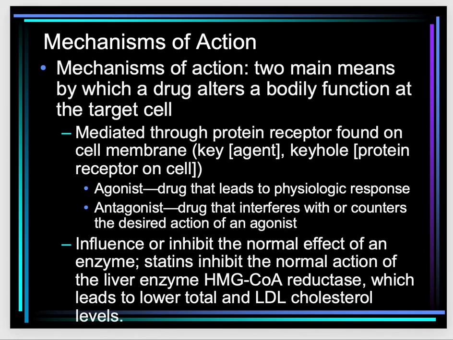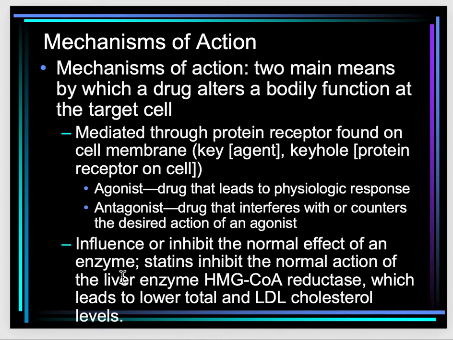And the mechanism of action, the two main means by which a drug alters a bodily function at the target cell, mediated through a protein receptor found in the cell membrane. So kind of like that agent or keyhole. We have the agonist, the drug that leads to the physiological response, and we have the antagonist, the drug that interferes with or counters the desired action.